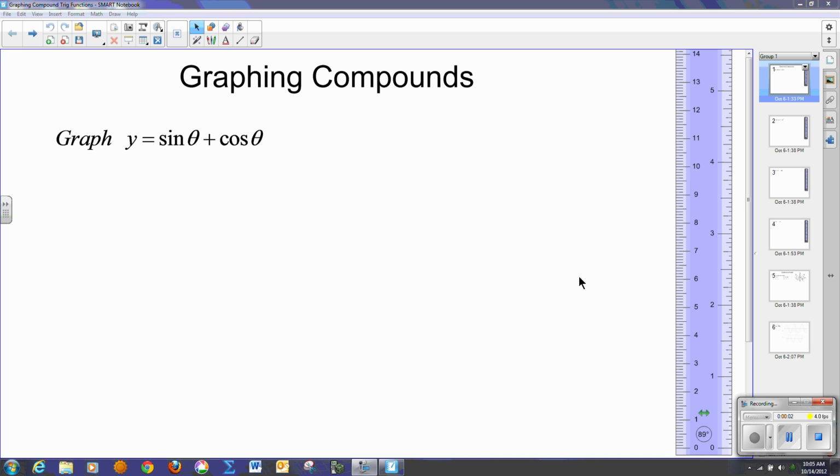We're going to talk about a little extension of the graphing of sine and cosines. So we're going to graph compounds, which means we're going to graph either the sum or product of two trigonometric functions or a trigonometric and a linear function. Let's start with the trigonometrics.